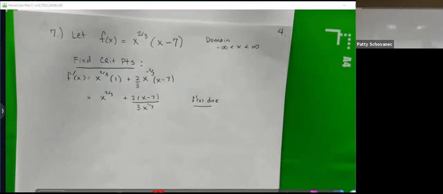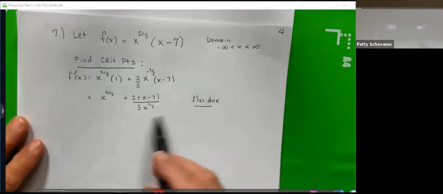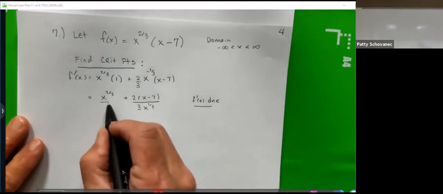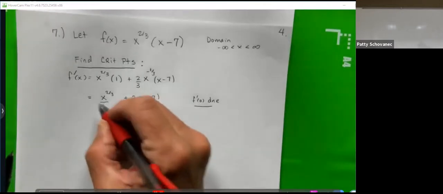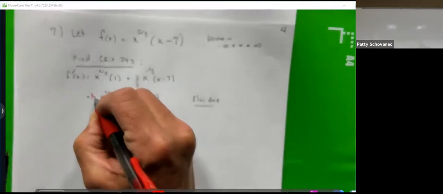Now, to continue finding critical points, one thing you can do is get a common denominator here by multiplying that first expression by x to the 1/3 over x to the 1/3, actually 3x to the 1/3.